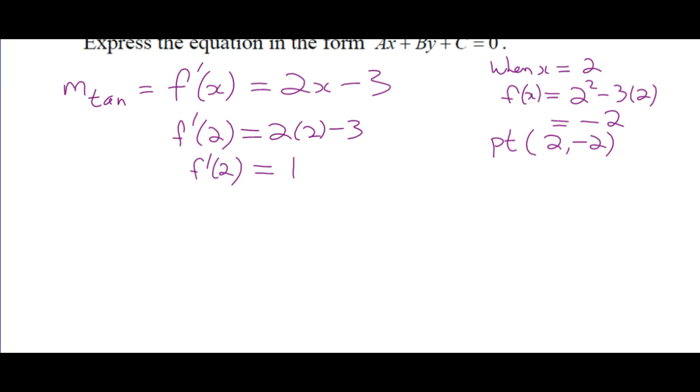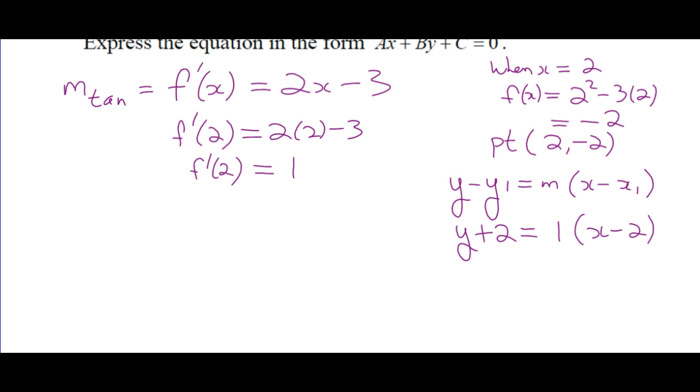All right, we got a slope, we got a point. Use your favorite method, whatever. I'm a point slope guy. You can use slope y-intercept if you like. I like point slope. So y plus 2 is 1 times x minus 2. So y plus 2 is x minus 2. So x minus y minus 4 is 0.